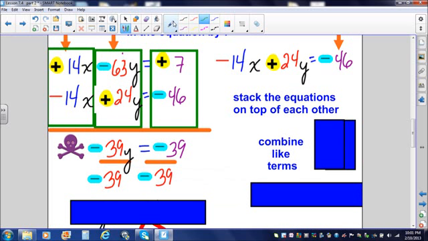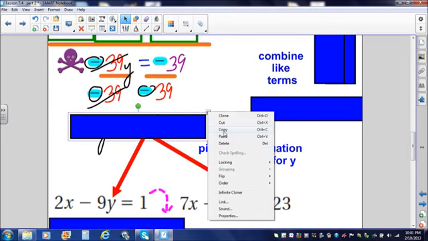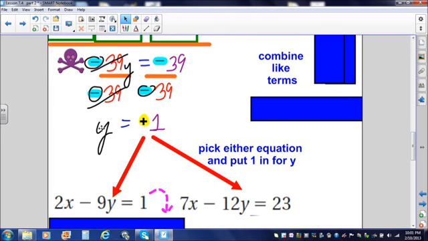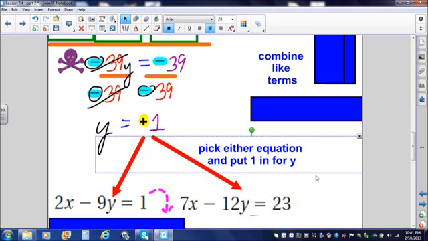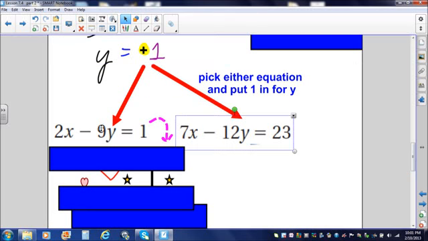Divide both sides of my equation by negative 39. These will cancel. A negative 39 divided by a negative 39 gives me positive 1. So y equals positive 1. Halfway home, almost done. Pick either equation and put 1 in for y. I choose to put 1 in for y in this equation, but you can put it in the other equation. Both will work.